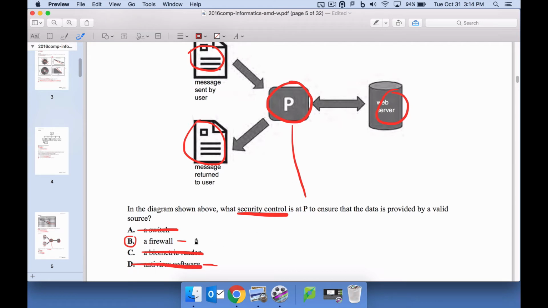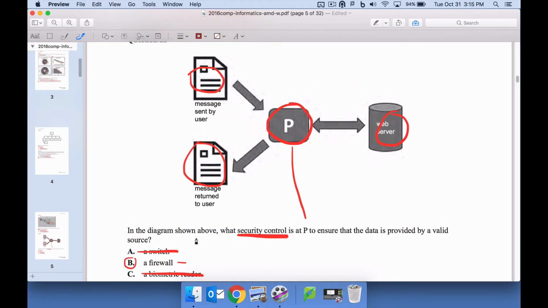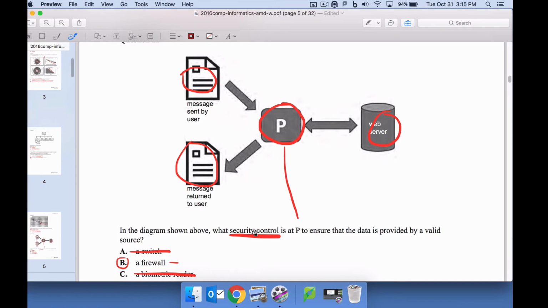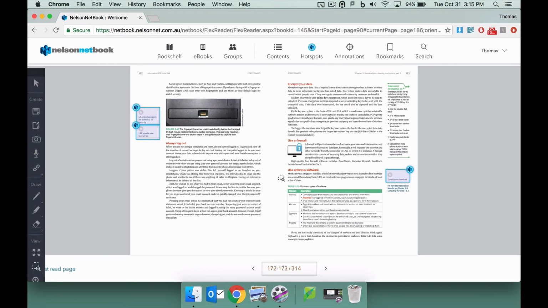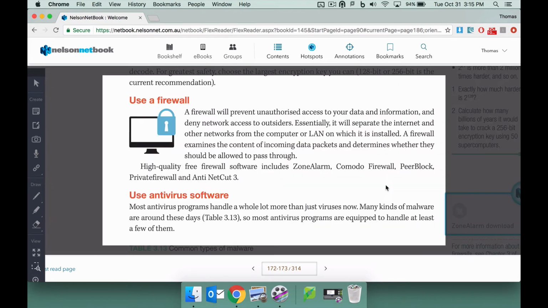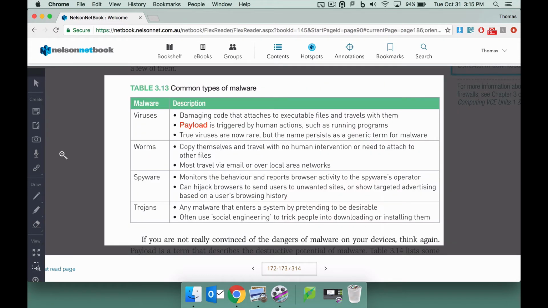More information on this sort of stuff and this question 12 can be found on page 173 of our books. So using a firewall and the differences between using an antivirus software. And there's a little table down there that you can go through too.